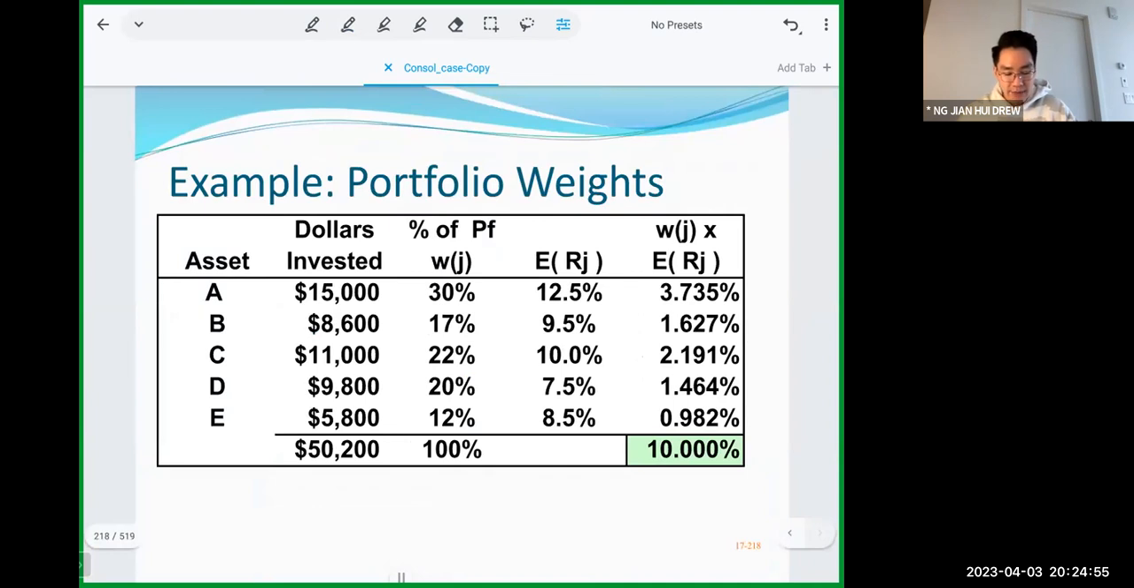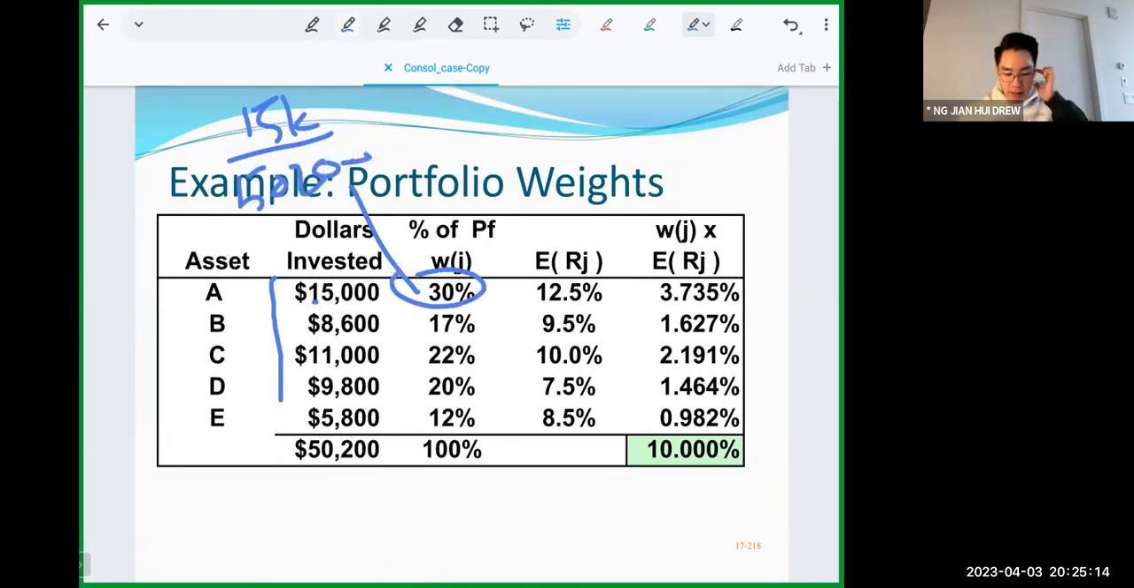So these are the various values invested in assets A, B, C, D, E. These are the weights. So how we calculate weights, we just take 15K. So this one is just 15K divided by the total, which is 50, 200, right? That's how we get the weight of 30. So the question already gives you the expected returns. So remember how we calculate expected returns is probability multiplied by the returns, right? The average return, R bar.